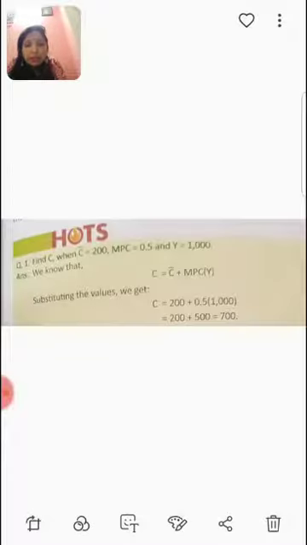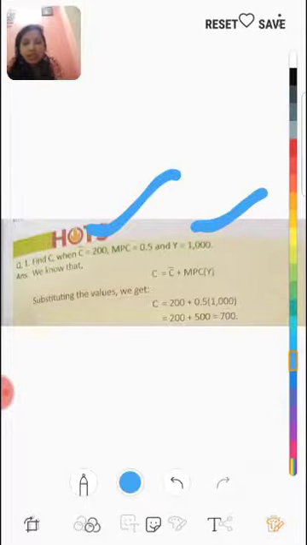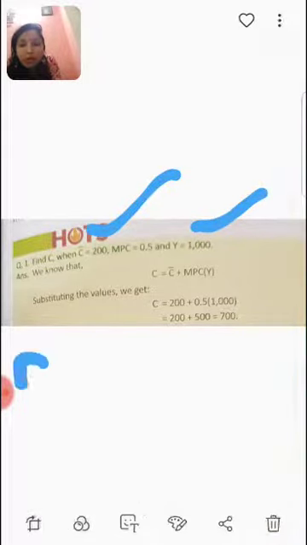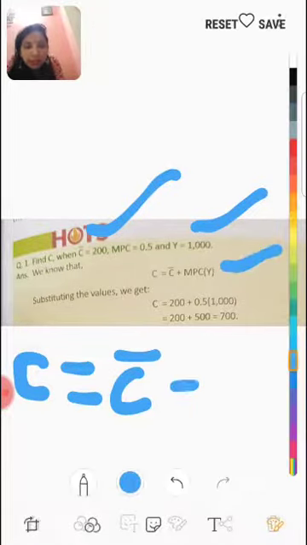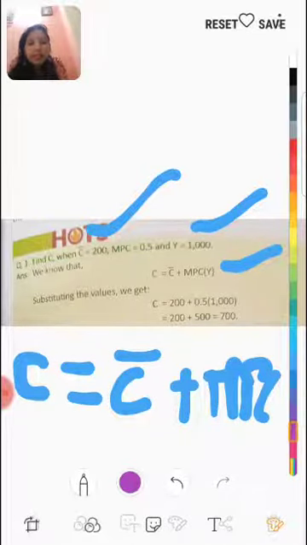Okay. So here is the numerical. Find C. It means calculate consumption when C bar equals 100. Student, here is the minimum consumption. MPC is already given in the question, that is 0.5, and income Y is already given, that is 1000. So we have to calculate C. As I told you, C equals C bar, you can see in the formula also, plus MPC multiplied by Y. Clear?